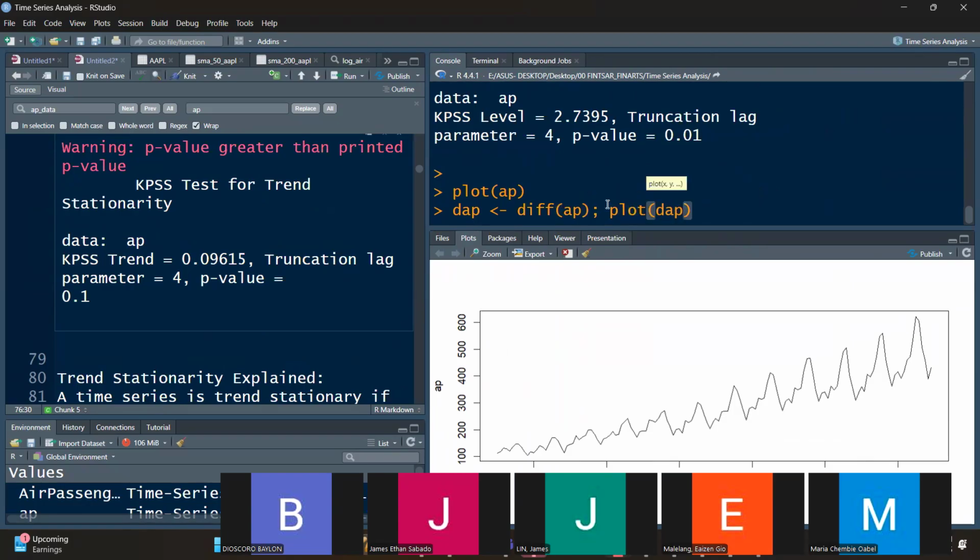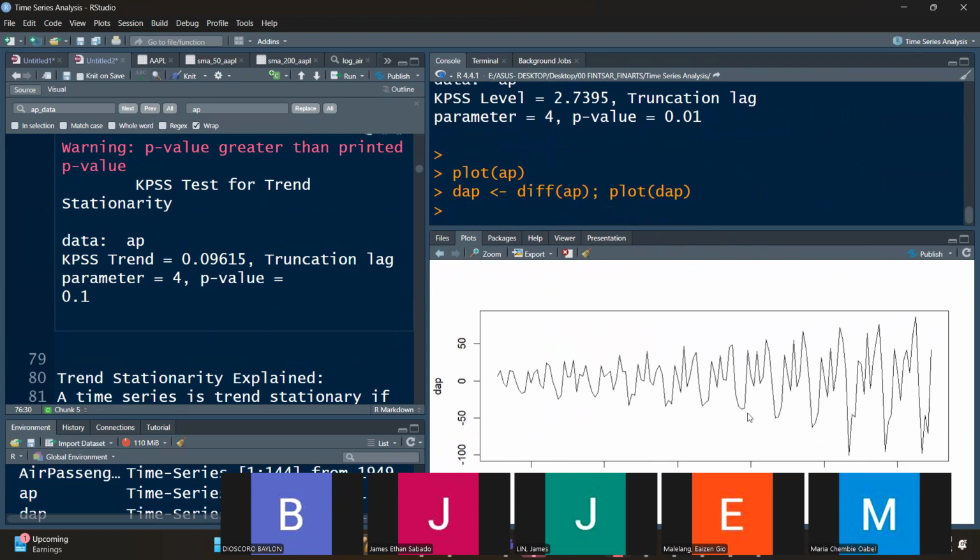Differencing, class, take note, differencing removes the trend, although it might not remove the non-constancy in variance. Unlike that, I'll create another one, LAP. LAP is log of AP.